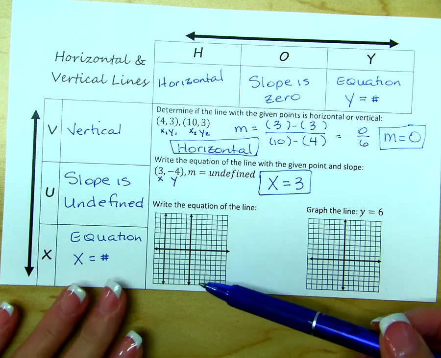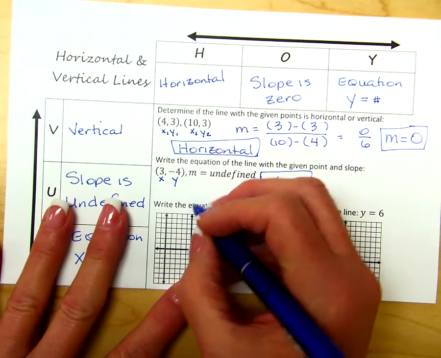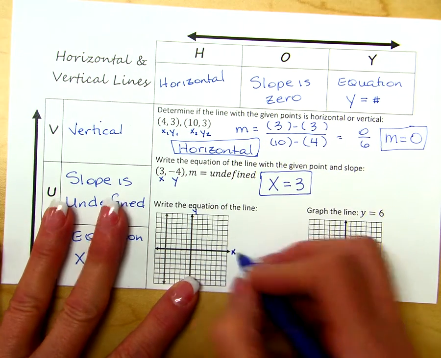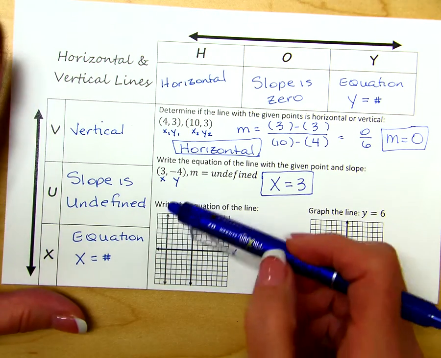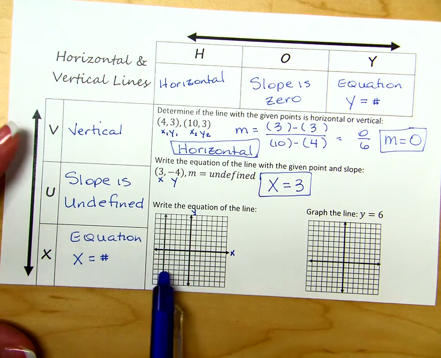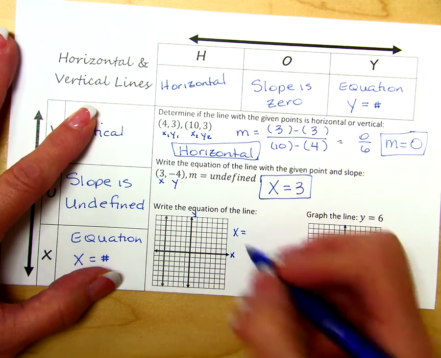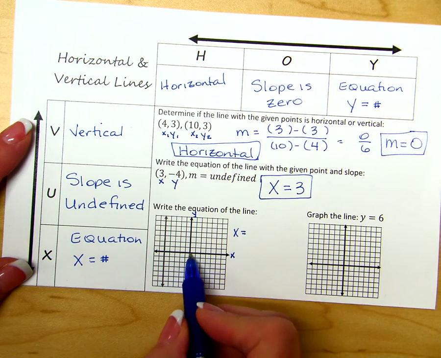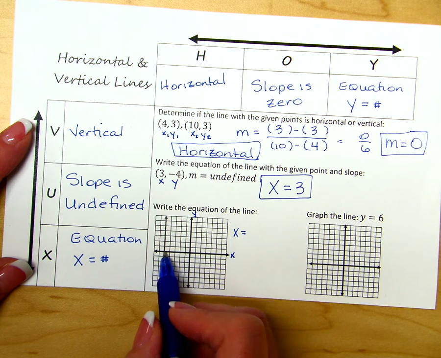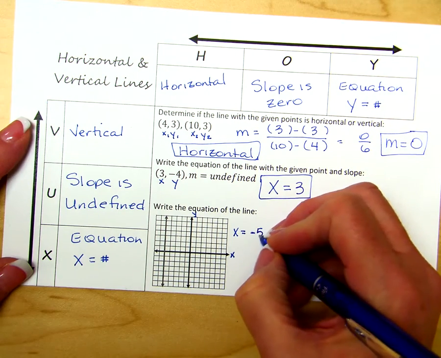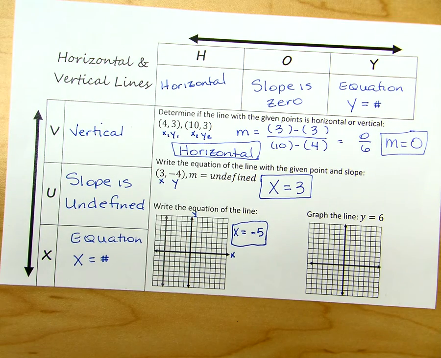Now on the next example, it says write the equation of the line from the graph. Here is your y-axis, here's your x-axis, and this is the line that we need to write an equation for. This line is a vertical line, therefore it is going to have an equation of x equals. So we'll just write x equals, then we've got to figure out the x value for this line. -1, -2, -3, -4, -5. So the vertical line's equation is x equals -5.